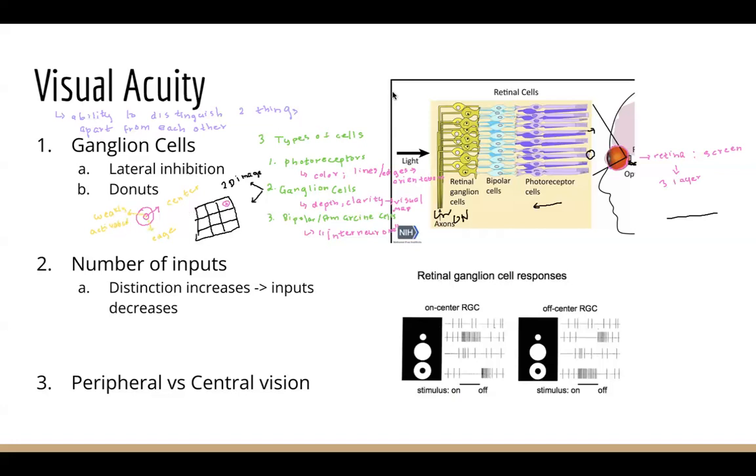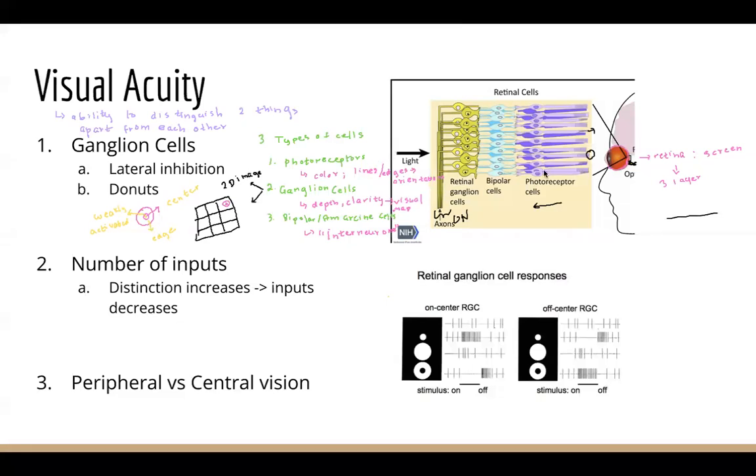So what does this mean, right? This allows for edge detection. So basically, when I see a defined edge like this, like a straight edge, that means that my center is activated because I can distinctly see the line.